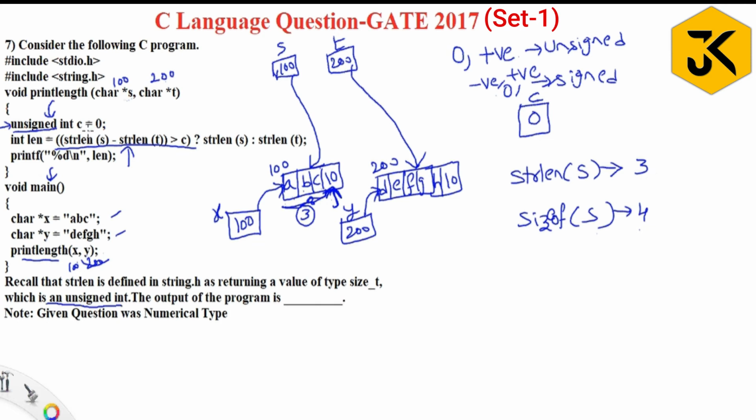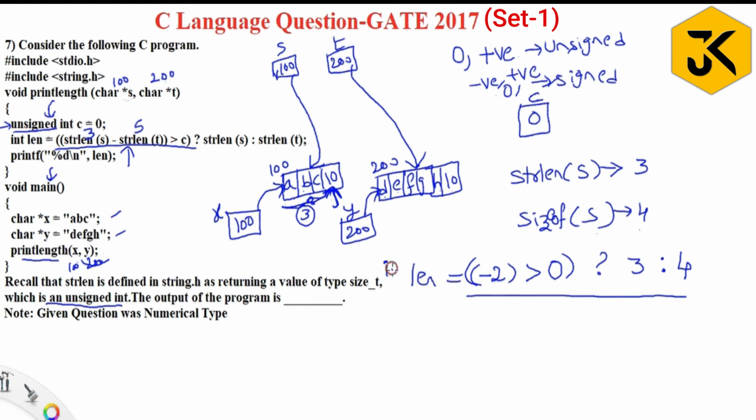So string length of s is 3. String length of t is 1 2 3 4 5. It won't consider the null character, so the total is 5. Then 3 minus 5 is minus 2. Minus 2 is greater than c, whose value is 0. This is the expression they have written: question mark, string length of s, which is 3, colon, string length of t. If you evaluate this expression, the result is stored in the length variable.